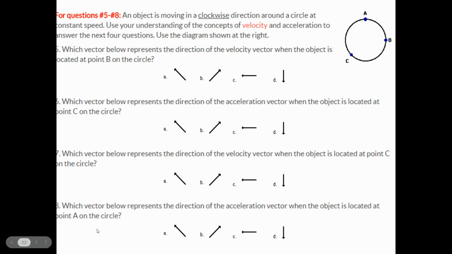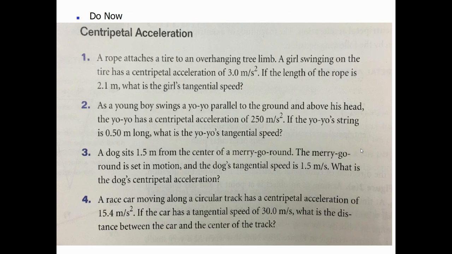It would have to be A. And then they want to know what about the acceleration vector if the object was at point A? D. It would have to be going straight down towards the center. Okay, there's a couple problems here. We're not going to write down right now.